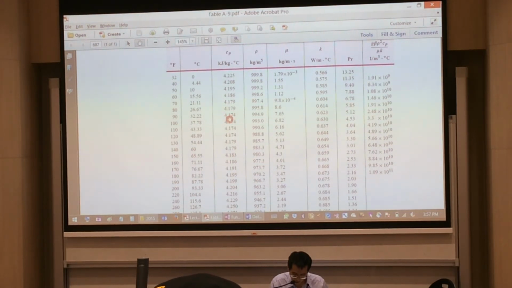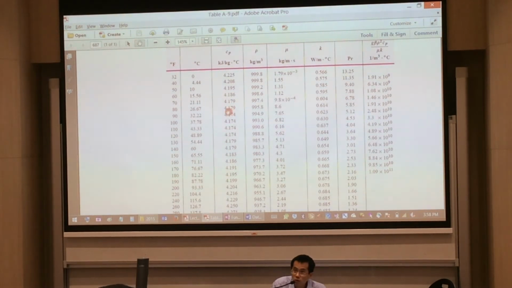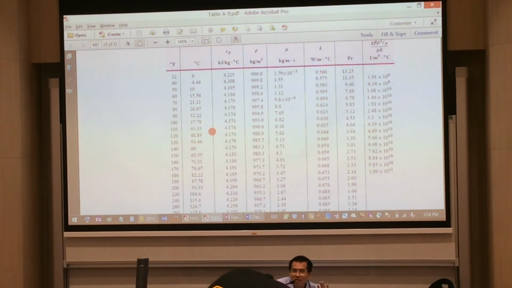So 4.174. If there are differences, for example, between these two values, then you need to do interpolation. Right? Do interpolation. If you don't know how to do interpolation, please look for me.